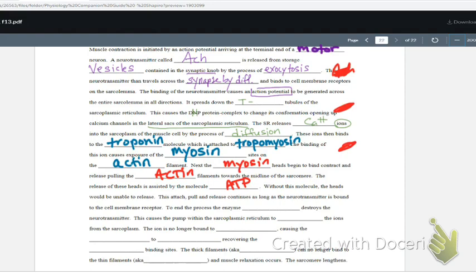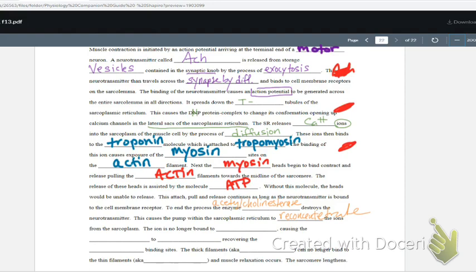To end the process, we're going to need another molecule, our acetylcholinesterase, which is going to destroy the neurotransmitter. This causes the pump within the SR to reconcentrate, repump, the ions from the sarcoplasm. I'm not sure what I had for choices up above.